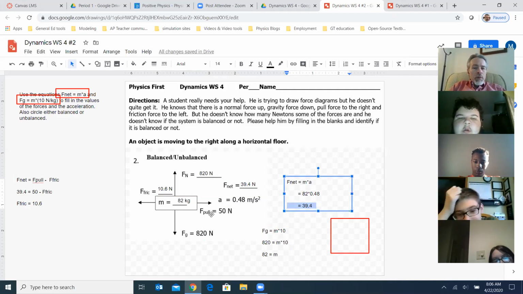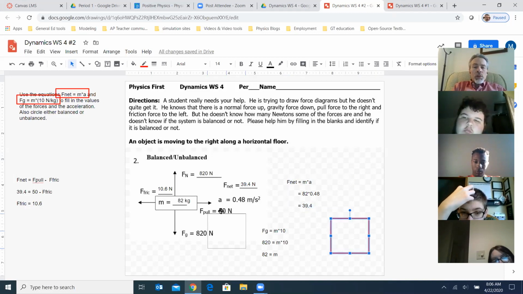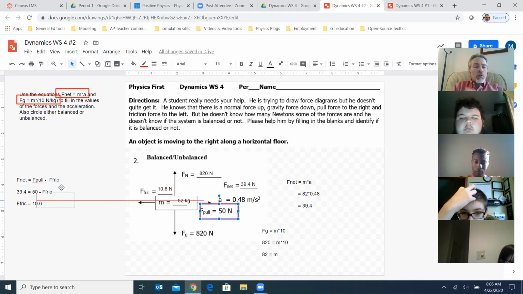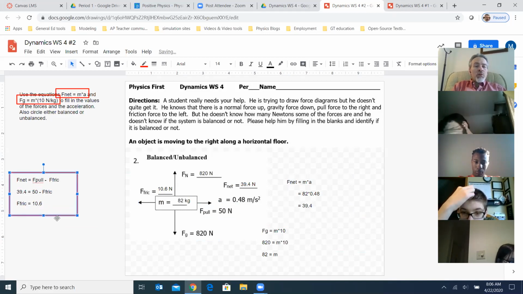And for this, there's this acceleration to the right, and that pull force of 50 newtons must be bigger than the friction force. And so what I did was this calculation over here: the net force must be equal to the pull force minus the friction. And so I got 10.6, and that was the final answer that I got.